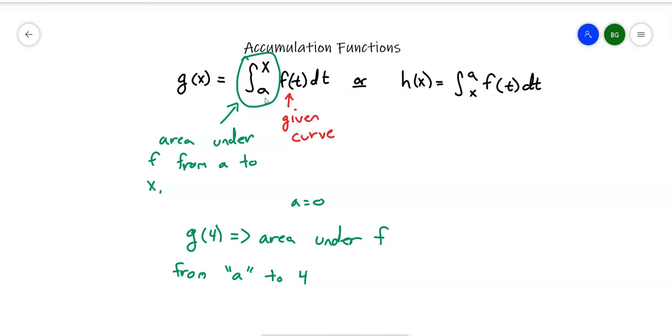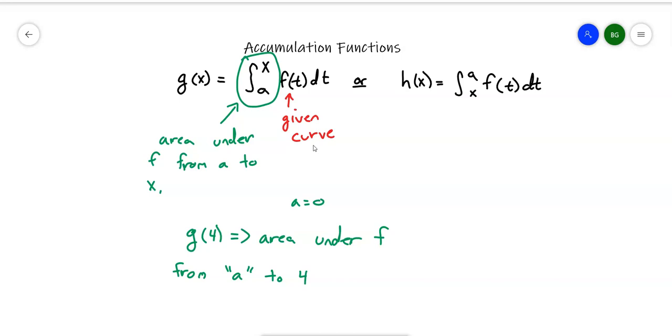But it is a constant. I don't want to specify what it is right this moment, but when I really want to define this function, I'm going to set a to be an actual, set number. And then x is a variable that's free to vary. All right, so we call it an accumulation function because we imagine it accumulating more and more area as we let x go down the real number line.